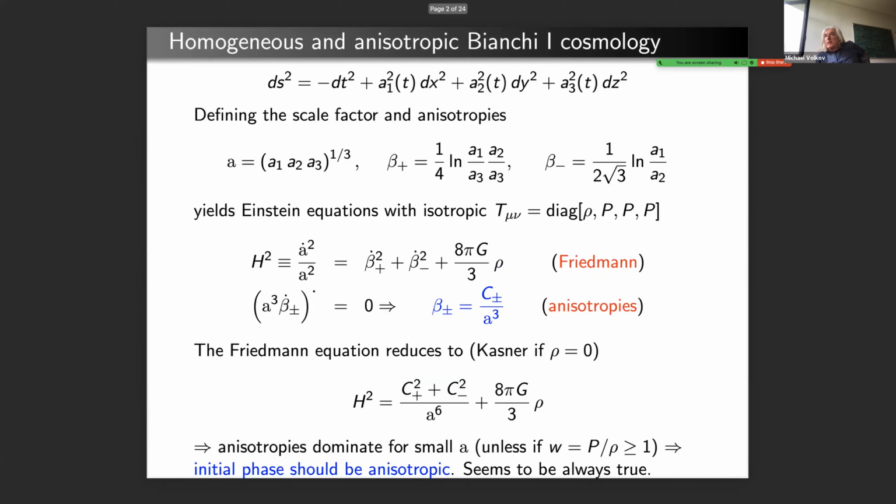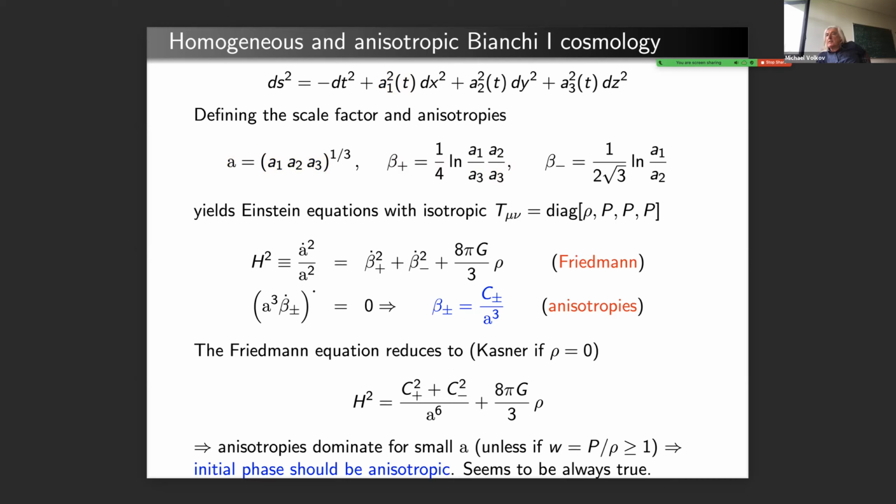So let's take usual general relativity, and let's consider homogeneous and anisotropic cosmology of Bianchi 1 type. It's the simplest one. So there is the metric with three scale factors A1, A2, and A3. If they're all equal, then the universe is isotropic, otherwise anisotropic. And then one defines the scale factor and anisotropy parameters in this way.